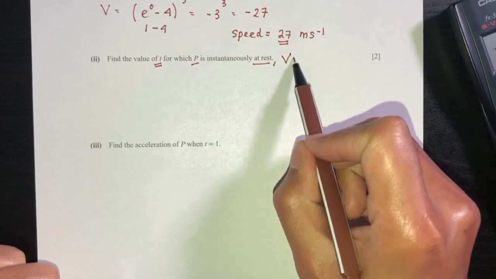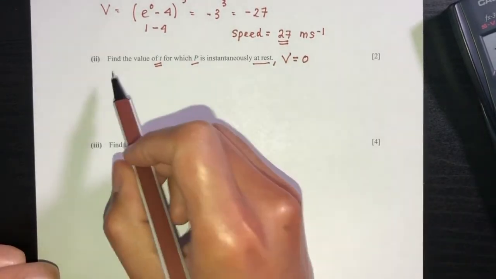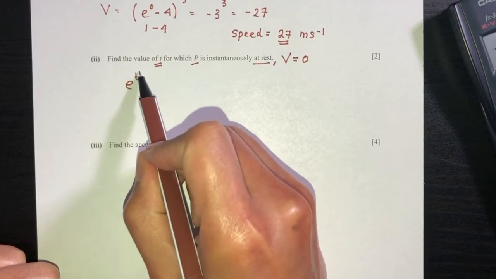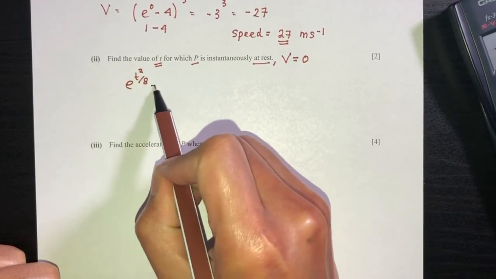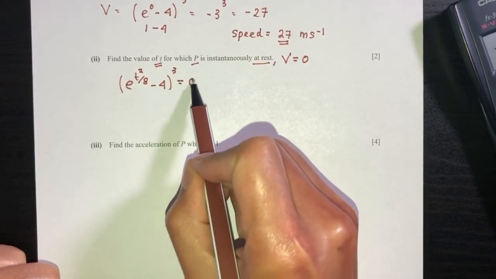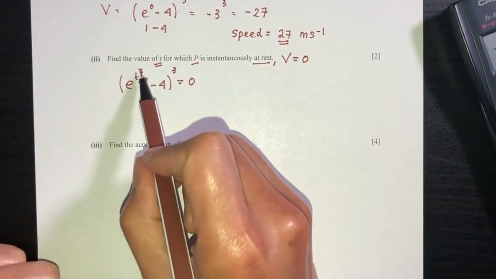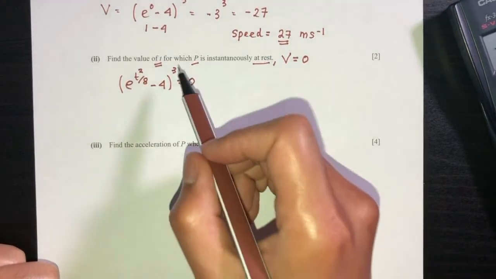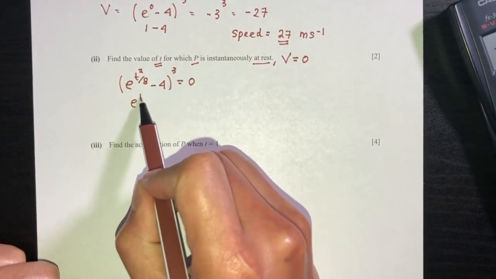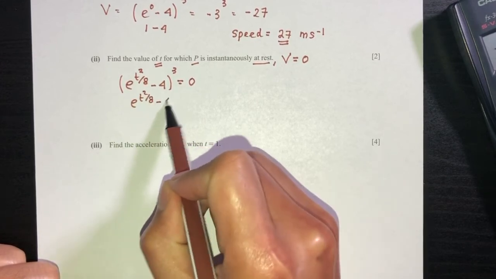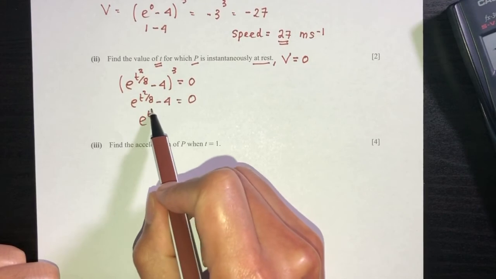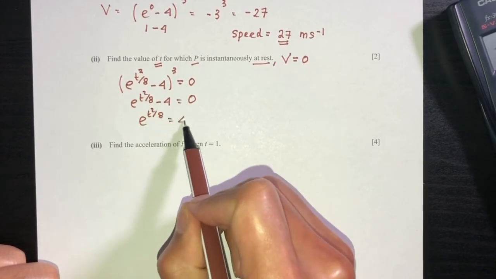At rest, the value of v is equal to 0. So here we have the equation of v: e to the power t squared over 8 minus 4, all to the power 3, is equal to 0. Now we have to solve for the value of t. Step by step, first we send this over here. You will have t squared over 8 minus 4, that will be still 0. Then you have t squared over 8 equal to 4.